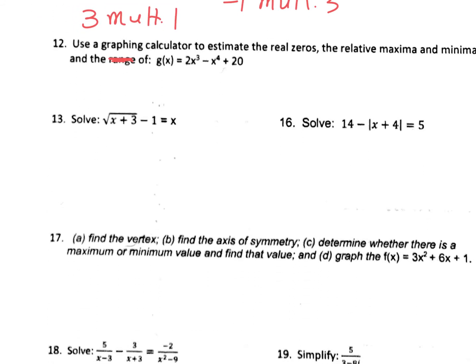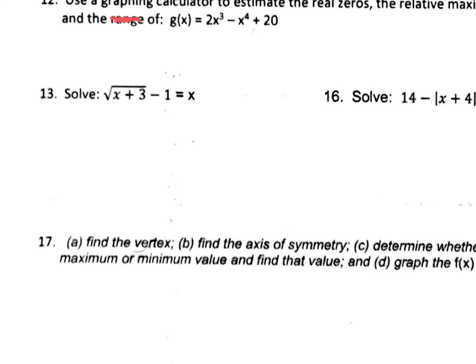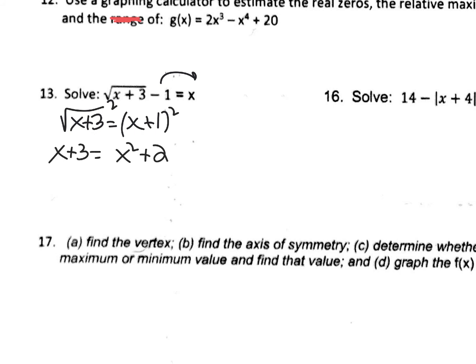Number 13, solve it. Before you solve this thing, you need to isolate the radical. So I'm going to take the 1 to the other side. It gives me square root of x plus 3 equals x plus 1. Now that it's isolated, you can square both sides. If you square the left-hand side, the radical just goes away. Right-hand side, multiply together, double square. All right.